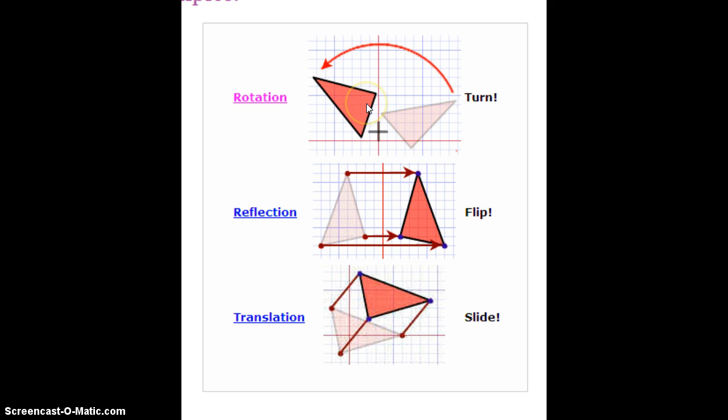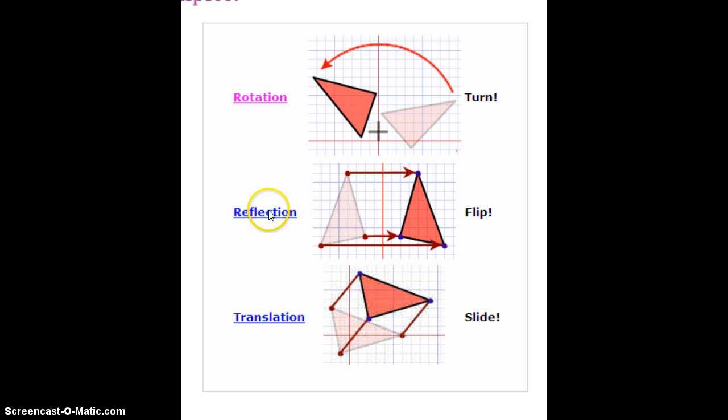So another trick that I like to tell my kids is that when you are trying to picture what it's going to look like, you can actually rotate your whole paper the number of degrees it tells you, and your image after rotation should look just like the image you had before rotation.